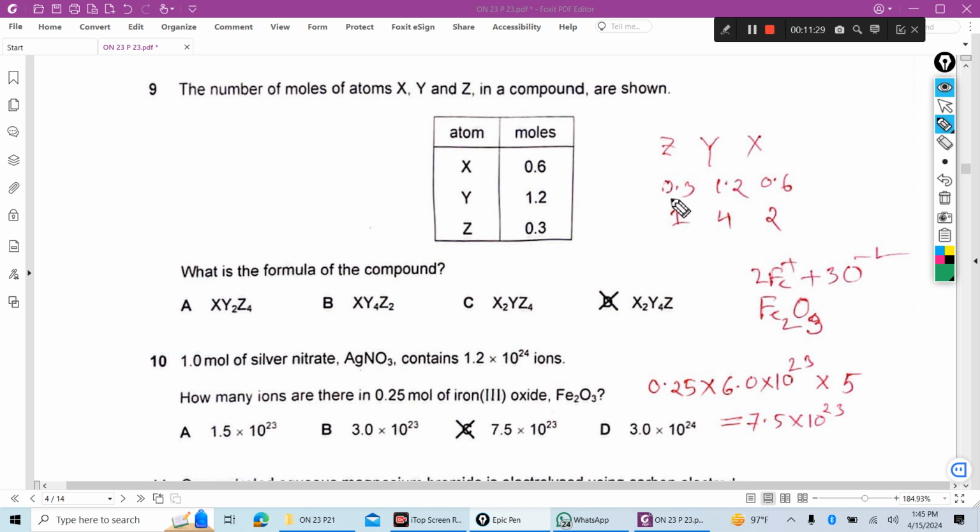So here the smallest is 0.3. If you divide by the smallest, 0.3 divided by 0.3 is 1. 1.2 divided by 0.3, you get 4. 0.6 divided by 0.3 is 2, a whole number. So it contains 2 atoms of X, 4 atoms of Y, and 1 atom of Z. So this formula will be X2Y4Z. This is the correct answer.